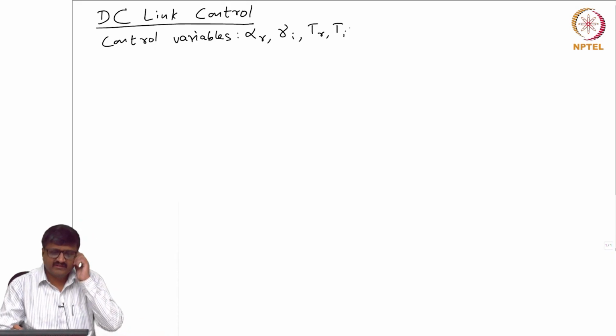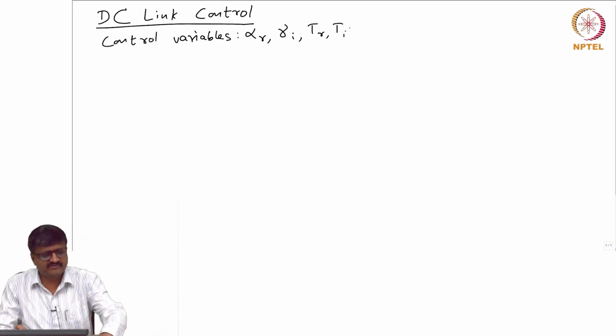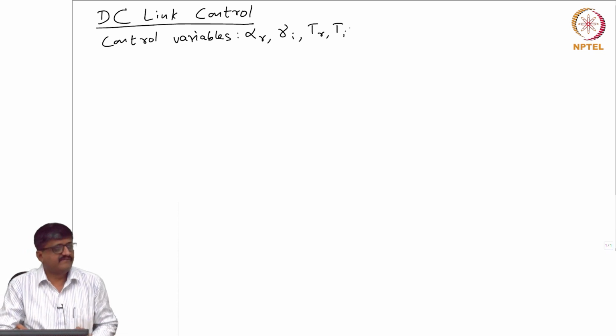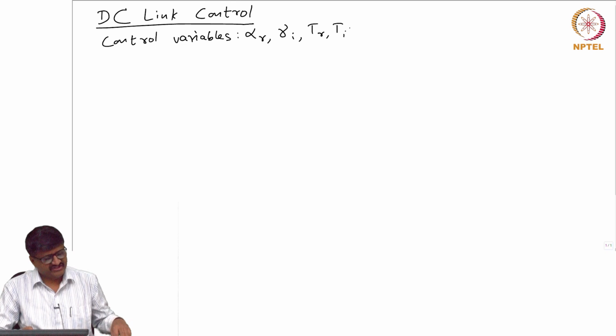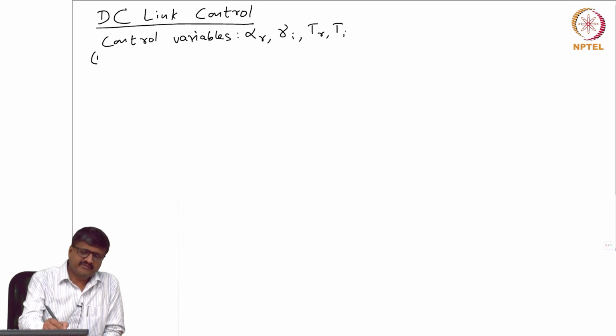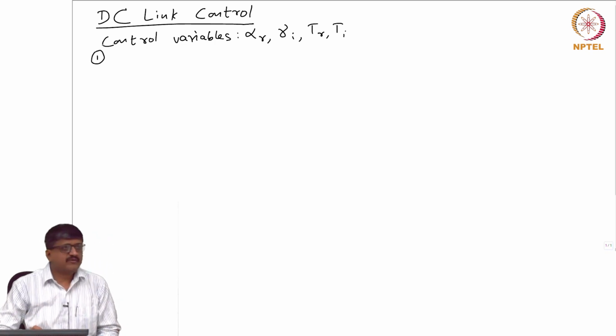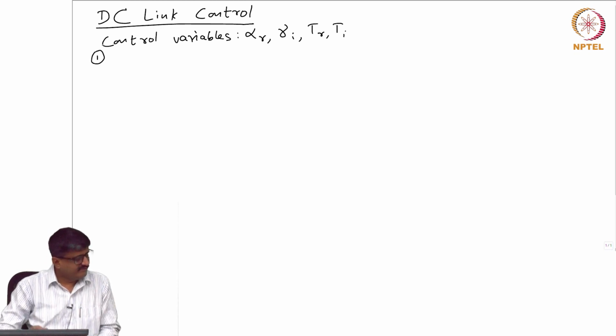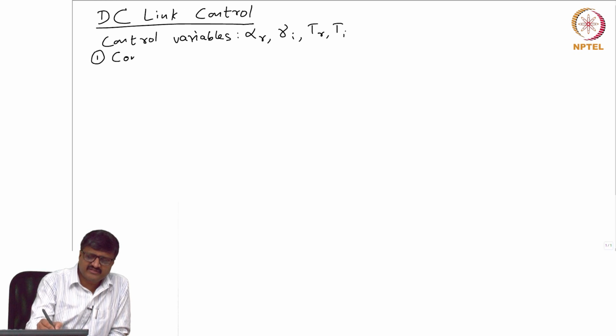So, we are discussing the DC link control. There are 4 control variables: the delay angle alpha for the rectifier, alpha R, the extinction angle gamma for the inverter, gamma I. For normal operation gamma I is also the commutation margin angle. Then the on-load taps present on the transformer on the rectifier side as well as the inverter side, TR and TI. What we try to do is regulate one of the quantities using these control variables. So, we do what is known as constant extinction angle control.